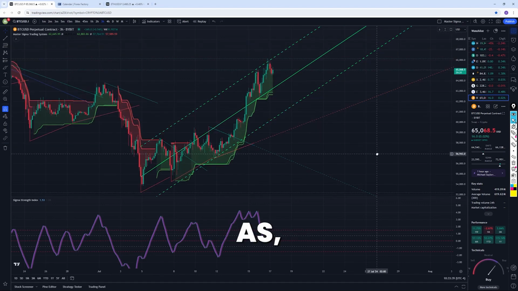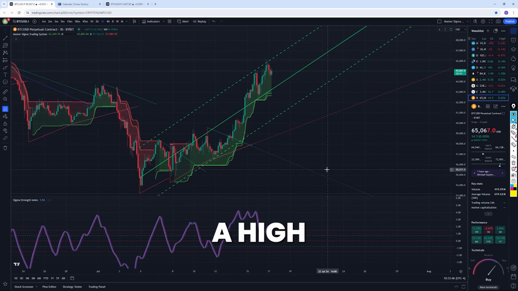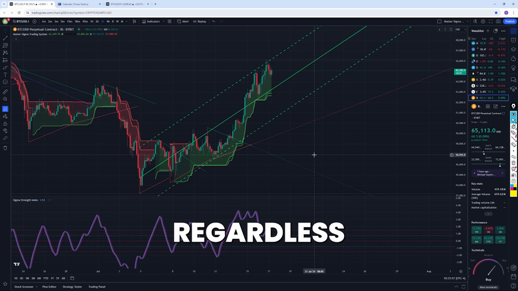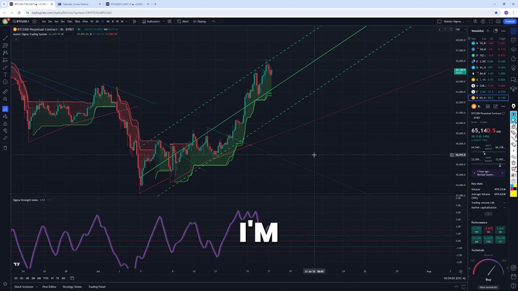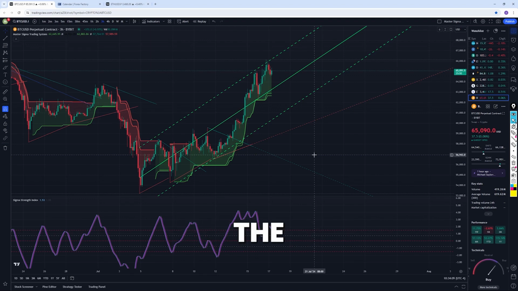Now, as far as trading right around the time of news events, I'll only trade a news event if I see a high probability setup present itself. I want to define my risk. I don't want to lose more than my maximum loss per trade, regardless of if it's around the time of news or if it's not around the time of news. I'm never going to lose more than my maximum loss. So coming around the time of news events, if I see a high probability setup, I will take it.